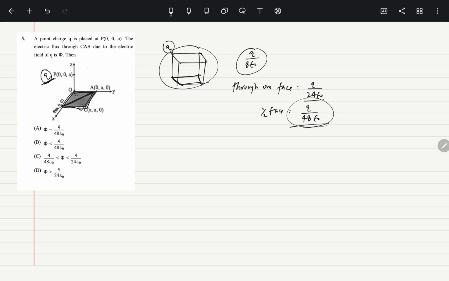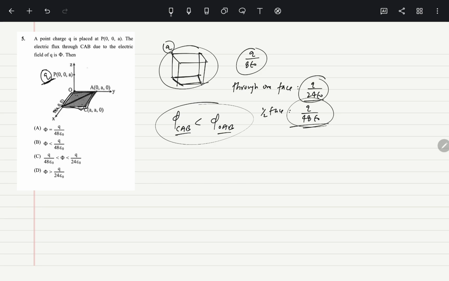So that's what we can say, that the flux passing through this CAB will be less than the flux passing through OAB. So flux CAB will be less than flux OAB. And the total flux passing through this whole surface is Q by 24 epsilon naught. So we'll have to divide this Q by 24 epsilon naught into two parts. Make sure that this is satisfied.